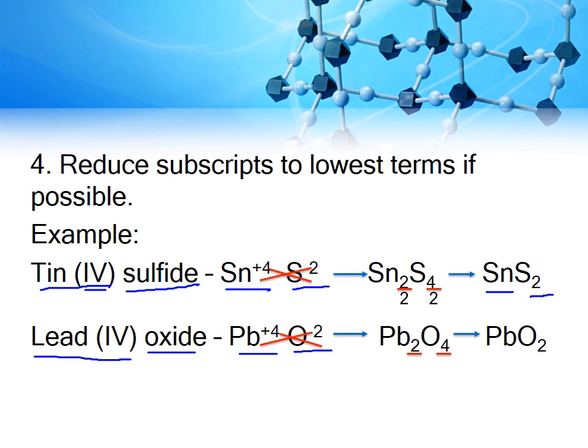You notice also that 2 and 4 are both divisible by 2. So Pb has a subscript of 1 because 2 divided by 2 is 1. And for oxygen, we have 4 divided by 2 is 2. The correct formula now of lead 4 oxide is PbO2.